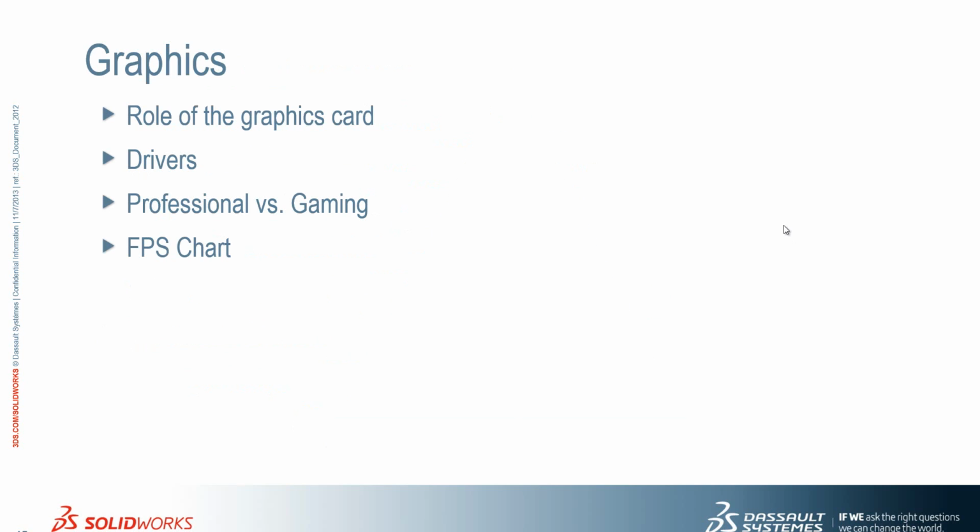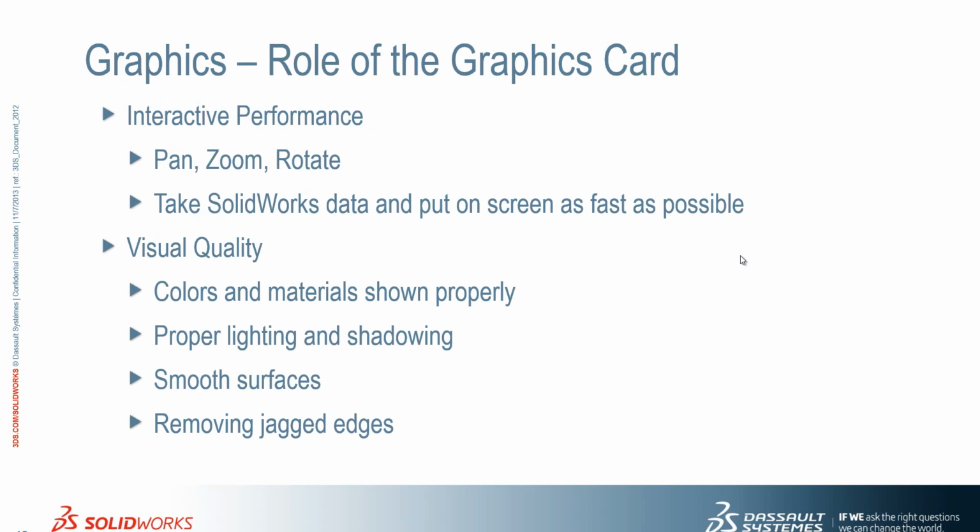Right, so the last one here is graphics. So what's the role of a graphics card? Drivers, professional versus gaming, and also some frames per second chart. I don't really need to go into this much detail. I'm sure you can understand what a graphics card does, but it obviously allows you to view the models correctly. It takes into account things like colours and material properties, the actual geometry itself, lighting and shadows, smooth surfaces, and removes jagged edges. That's called anti-aliasing.